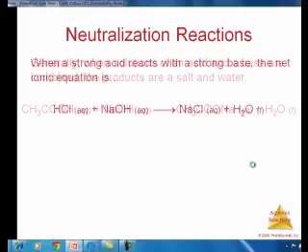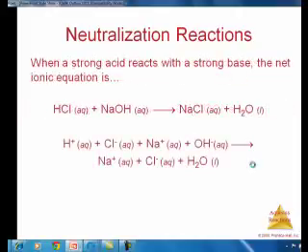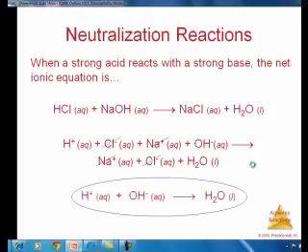You should know. Okay. Strong acid reacts with a strong base. The net ionic equation is H plus the hydroxide, both in solution, yielding water. What drives the reaction? The production of water, a molecular compound.